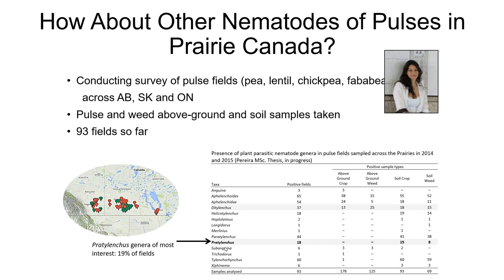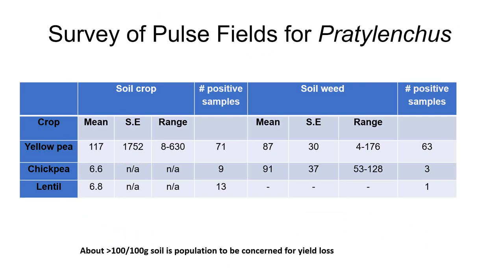So Pratylenchus is called a root lesion nematode. And so we wanted to dive into that. A student, Fernanda, has done that, and here's an example, yellow pea, chickpea, and lentil, where she's finding populations of the root lesion nematode to be higher in yellow pea, for example, here. And quite a few positive samples from Manitoba, Saskatchewan, and Alberta, and even present on some weeds as well.